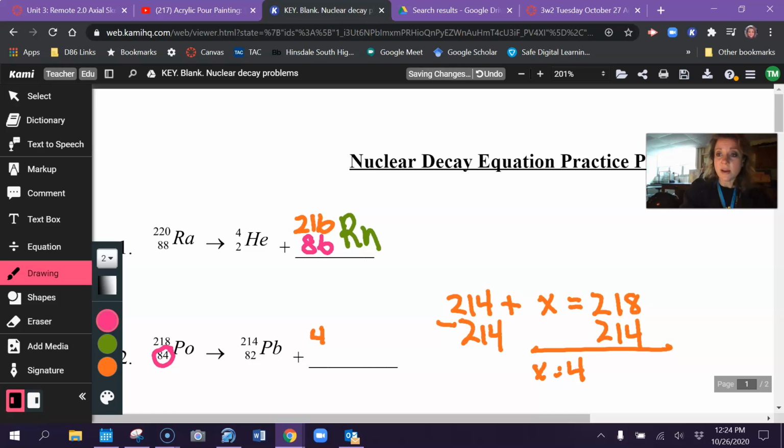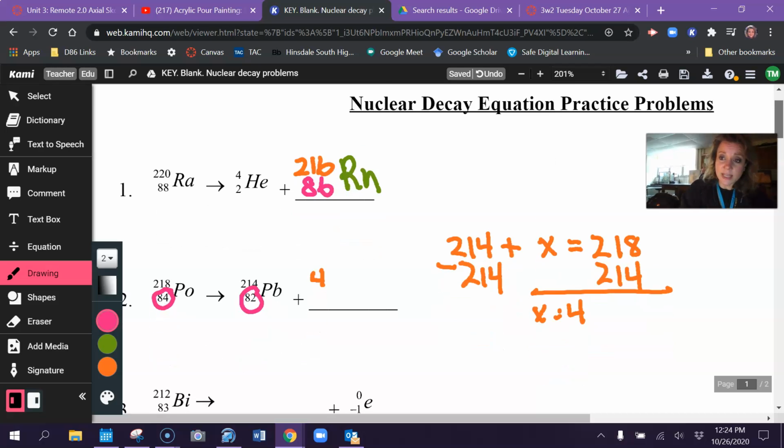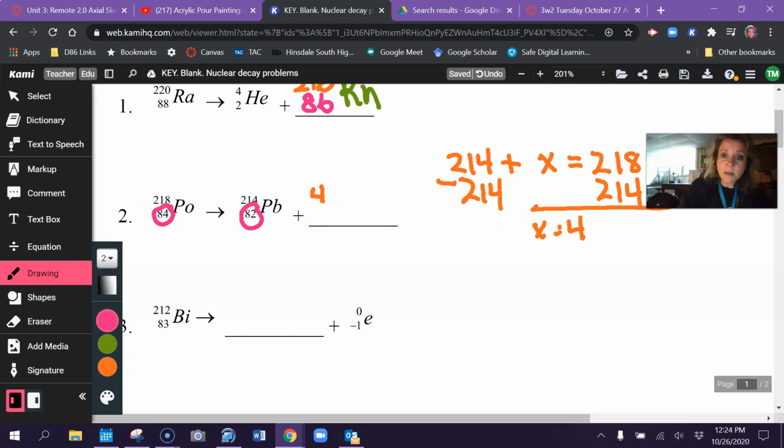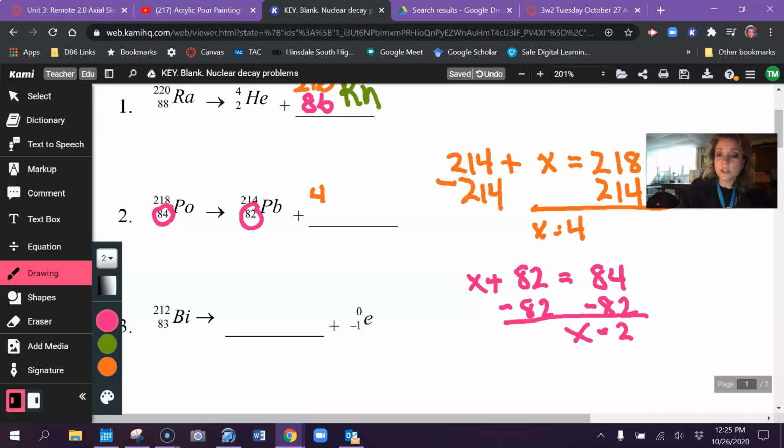My atomic number on the reactant side is 84. And on the product side, I have an atomic number of 82 for lead, but I need to know what my atomic number is here. So I'm going to do the same thing that I did over on the side here. So some number, which I don't know, plus 82 equals 84. To figure this out, I have to subtract 82 from both sides, and x is equal to 2. And that is my atomic number.